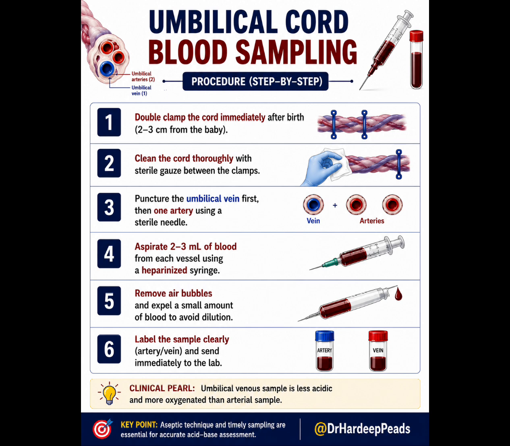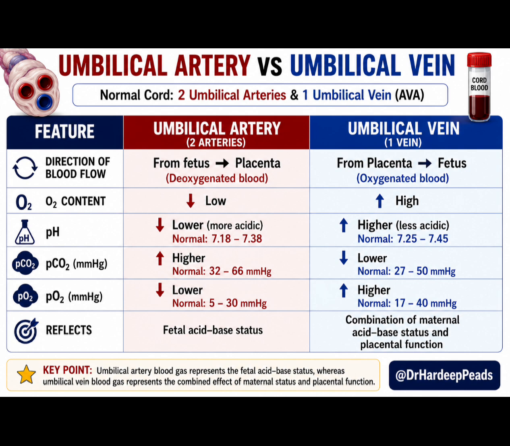Blood is collected in a pre-heparinized syringe. At least 0.2 ml blood should be aspirated and all the air bubbles should be removed and the sample should be processed within 30 minutes. Now we'll understand the physiological parameters of umbilical artery and umbilical vein.